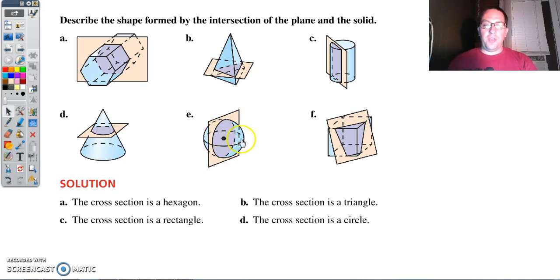Here we have a sphere. Sphere is nice because there's only one thing you can get out of a sphere when you cut it through with the cross section, and that's a circle. Every time, with a sphere, all you can get is a circle. Doesn't matter how you cut it.